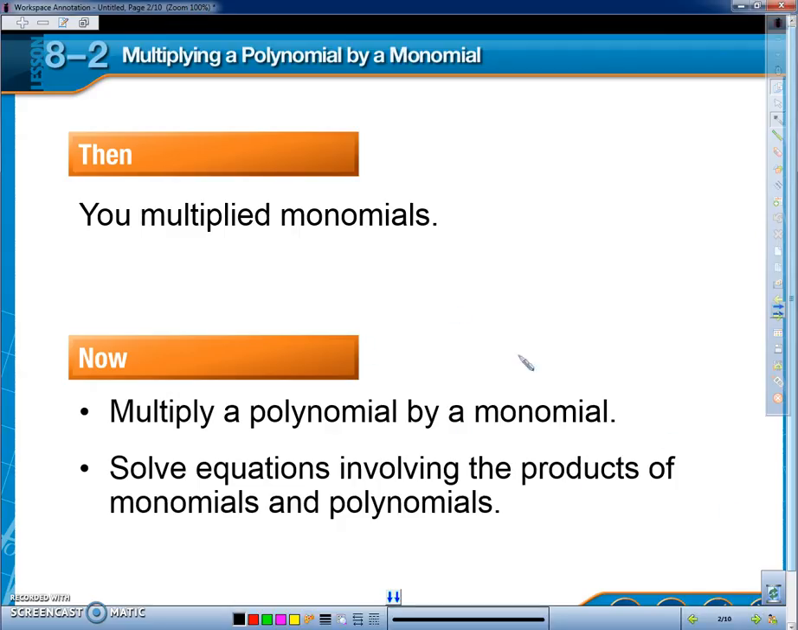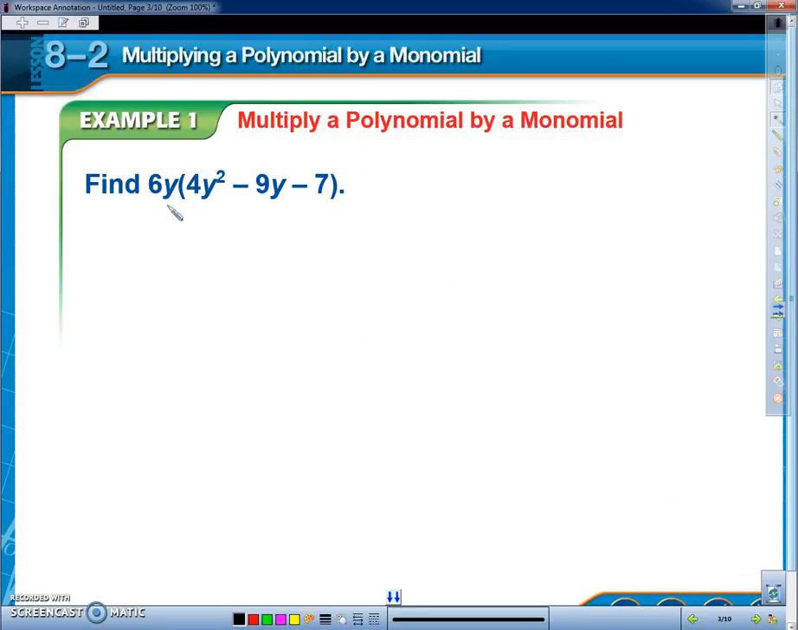All right. So this is just some of the stuff we've done. And really, remember, if it touches parentheses, it's multiplied. So we're going to multiply this. We've got to multiply it by everything. Okay, so what I want you to start looking at are your terms. The first term, 6y, is going to multiply 4y squared, negative 9y, and negative 7. So it's going to multiply all of those things.